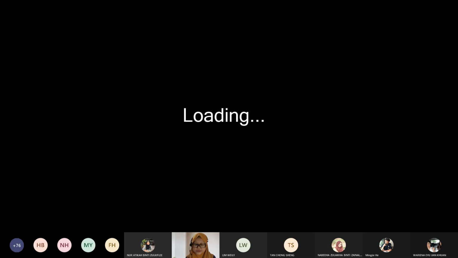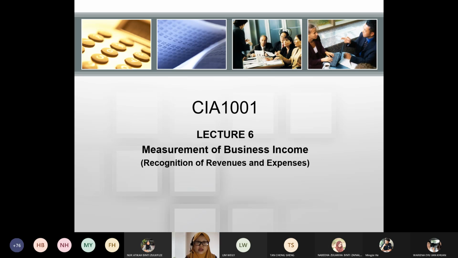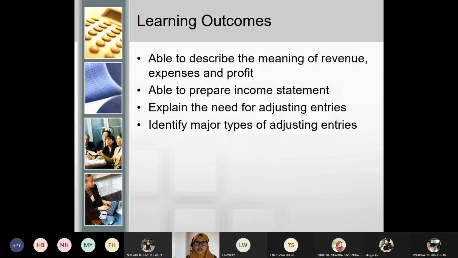Okay, so this week's topic is on measurement of business income, which is basically what you will learn in this lecture. You will learn what is revenue, what is expenses, and what is profit. Basically, all these elements are what we report in the income statement.